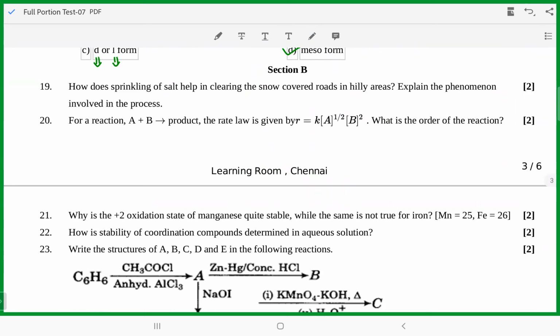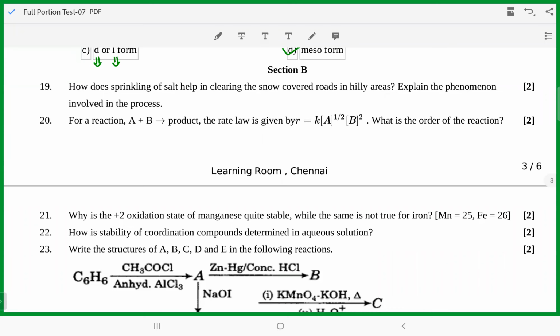So number 19, tell me. How does the sprinkling of salt help in clearing the snow covered roads in hill areas? Explain the phenomenon involved in the process. Sir, adding a non-volatile solute decreases the freezing point. Very good. So when salt is spread over the road, it lowers the freezing point of water due to the addition of salt. To such an extent the water does not freeze to form ice. As a result, the snow starts melting from the surface. Therefore, it helps us clean the road.